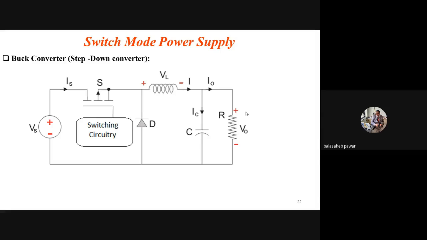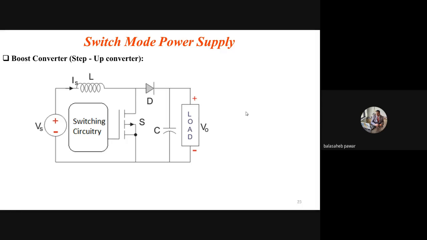Okay. Then the next one is the boost type of converter. Boost means a step-up converter. Here you have to remember the output voltage will be greater than the input voltage, that is Vs. So how will it be possible? See the working. Only the position of that switch is changed, the switch and these two components. Now that inductor is kept in series between load and source, before the switch is connected.